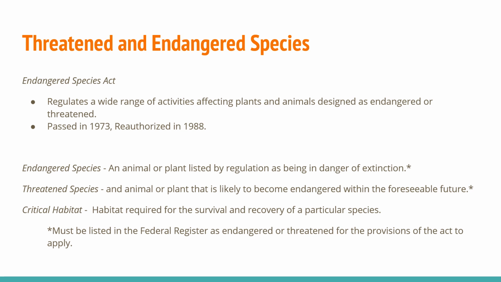For endangered species, we talk about critical habitats, which are habitats required for the survival and recovery of a particular species. If an endangered species doesn't have the habitat it needs to grow and function, then chances are it's going to become an extinct species. Now, for the provisions of the Act to apply, the species does have to be specifically listed in the Federal Register as endangered or threatened.